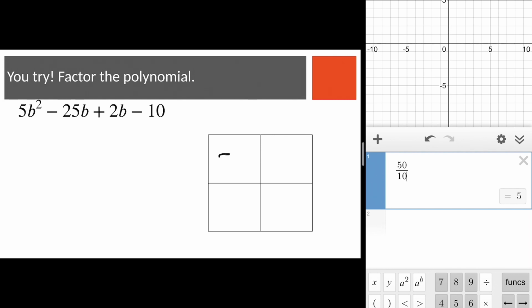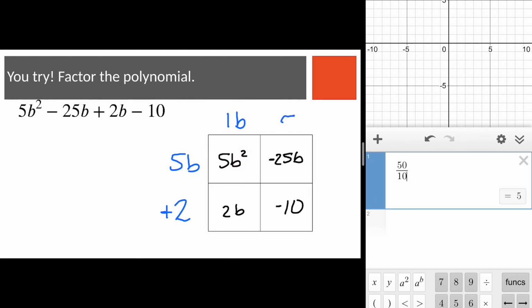All right, so we should have filled in 5b with the power of 2, negative 25b, 2b, and negative 10. And then factored out the greatest common factor for each row. So that's going to be 5b and 2, and because it's touching a positive, we're going to make it positive. And then across the top, we're going to get 1b because 5 times 1 is 5, and b times b is b with the power of 2.